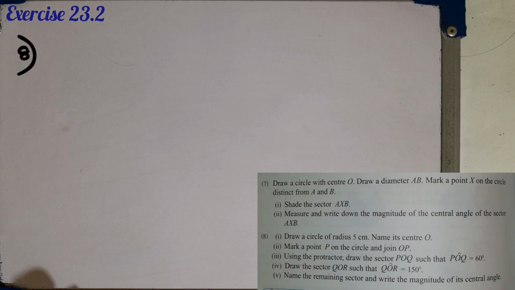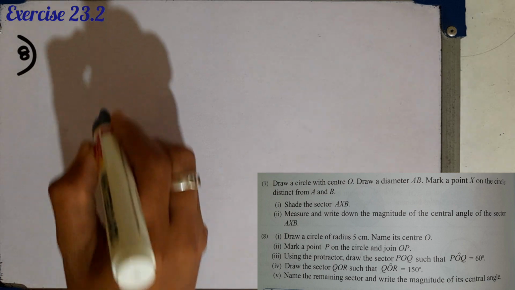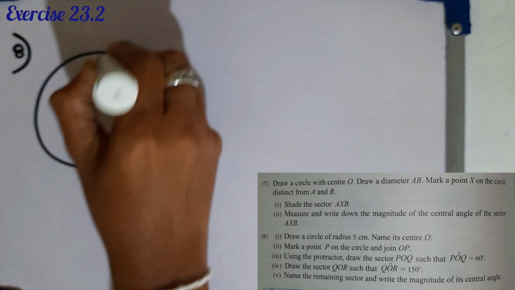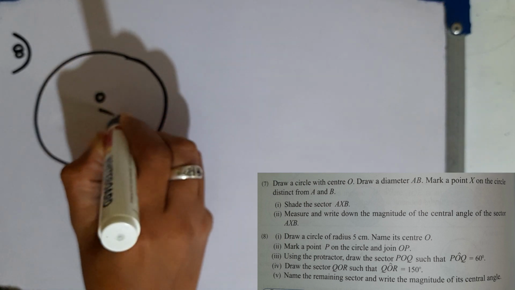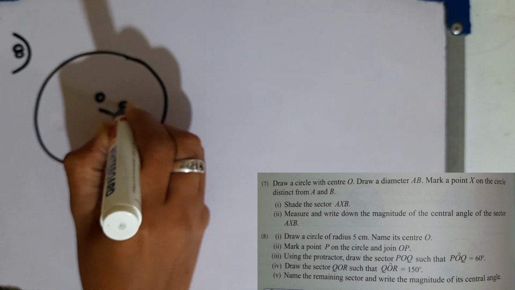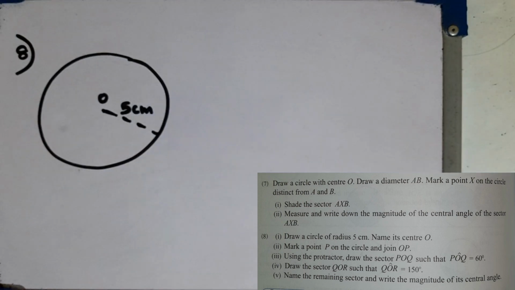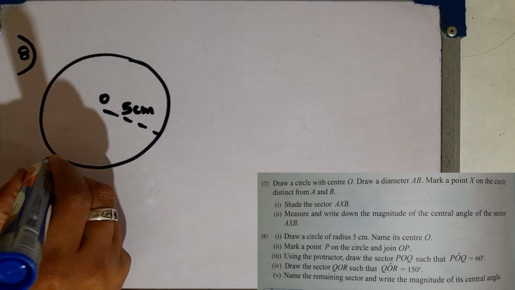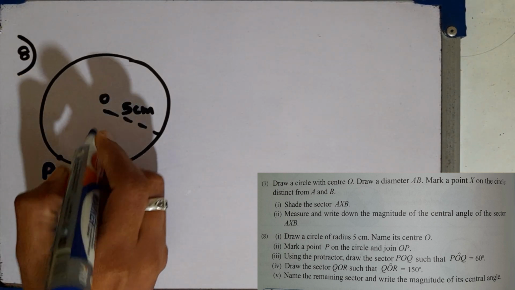Question number 8. Draw a circle of radius 5 cm. Name its center O. I will draw a circle like this. The center is O. Then the radius is 5 cm. Then mark a point P on the circle and join OP. I will take a point P like this.